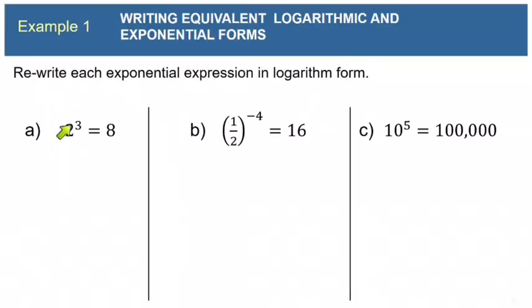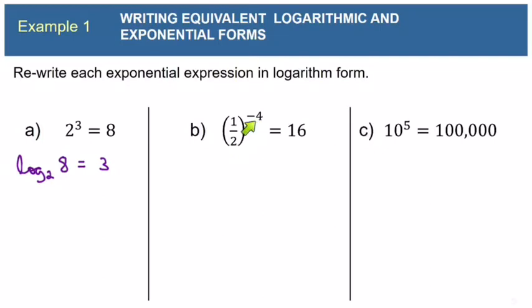Well, the base here is 2 and the exponent is 3. So we're going to rewrite this as log base 2 of 8 equals 3. So remember, an exponent is a logarithm. So you see how this log expression is equal to our exponent? The exponent of 2 that produces an 8 is 3. And that's what this says too. The exponent of 2 that produces an 8 is 3. Okay, let's look at this one.